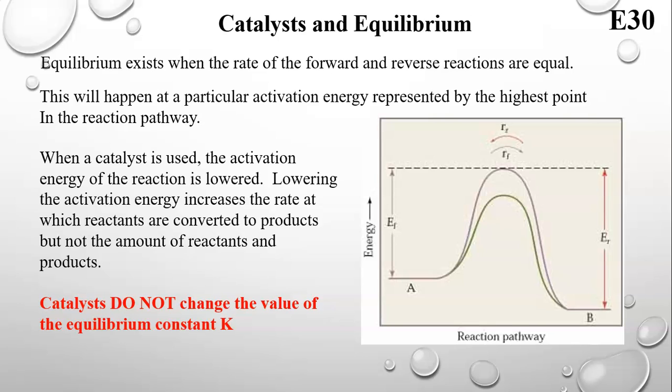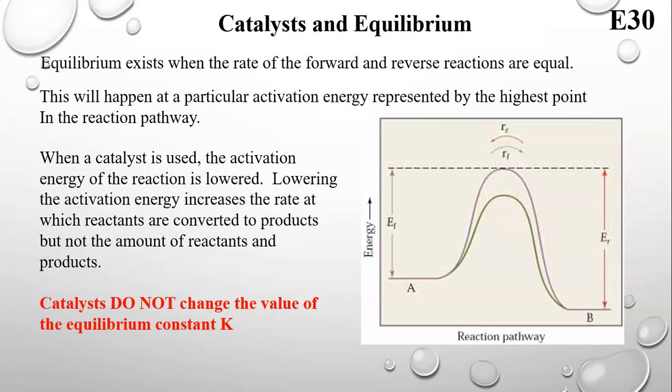Lowering the activation energy increases the rate at which reactants are converted to products, but not the amount of reactants and products. So here's the key point. Catalysts do not change the value of the equilibrium constant. They'll cause a reaction to speed up, but even though the reaction's running faster, it's still going to reach the same equilibrium as if there was no catalyst.